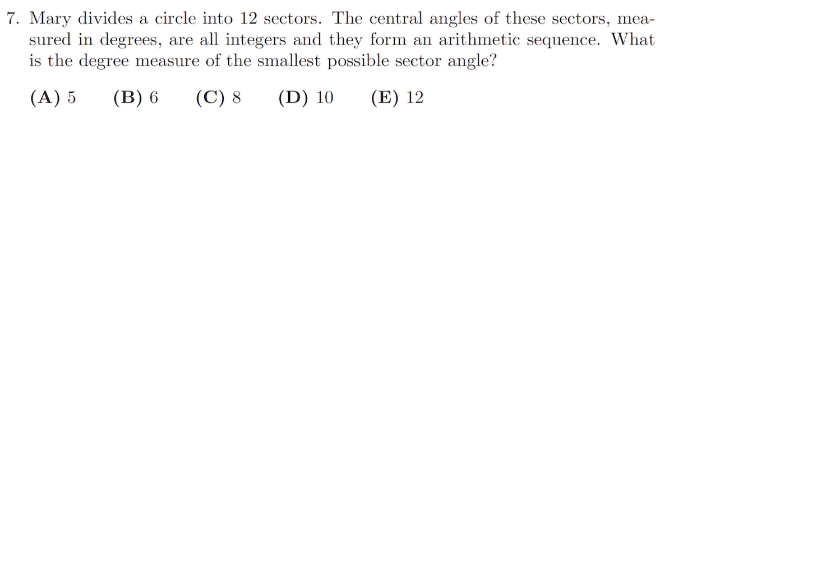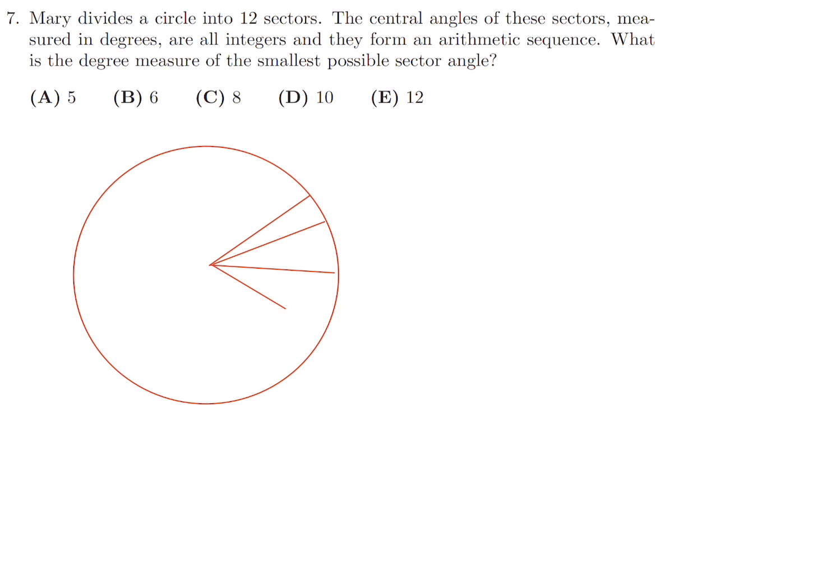Mary divides a circle into 12 sectors. The central angles of these sectors, measured in degrees, are all integers, and they form an arithmetic sequence. What is the degree measure of the smallest possible sector angle? So we have some circle, and we're dividing it into different angles. So here's 1, and here's 2, and here's 3, and here's 4, and so on.